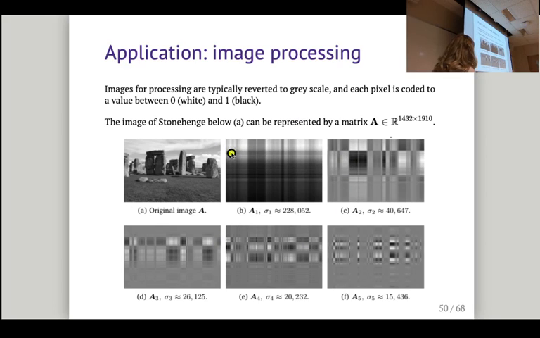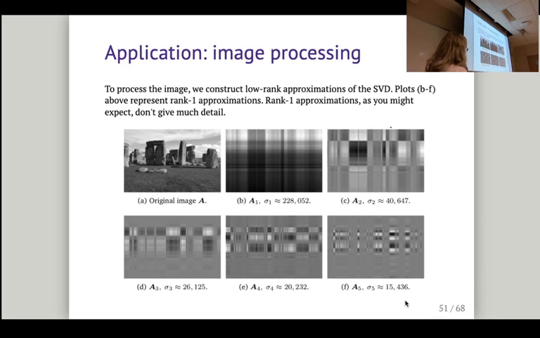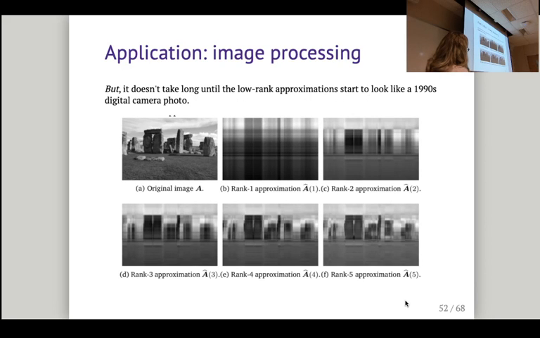Doesn't really look like Stonehenge. This is using the second column of U, second singular value, second column of V. Still doesn't really look like Stonehenge. Third, fourth, and fifth. But if I take these and start adding them together, this is the first one. This is the first one plus the second. First, second, third. If I add together those 5 images, it looks a little bit more like Stonehenge.